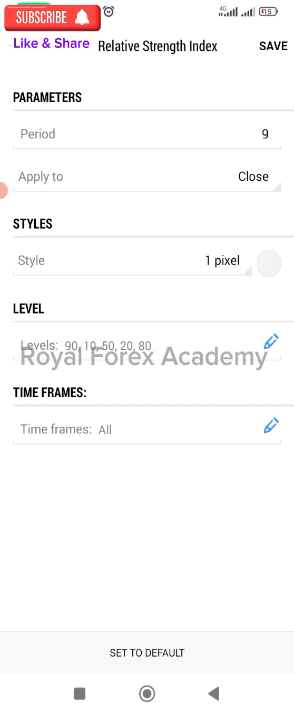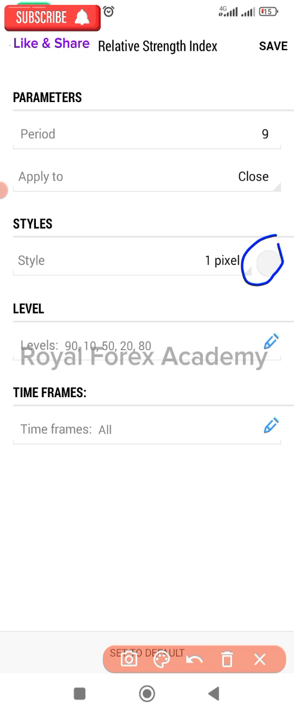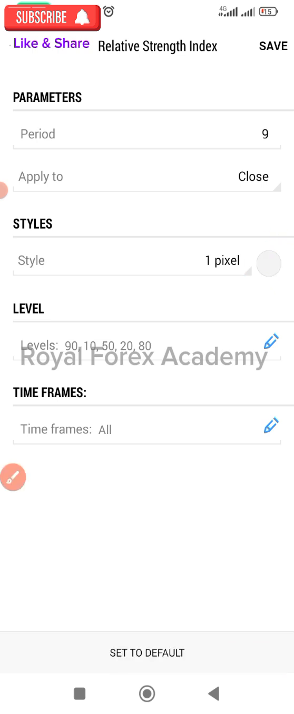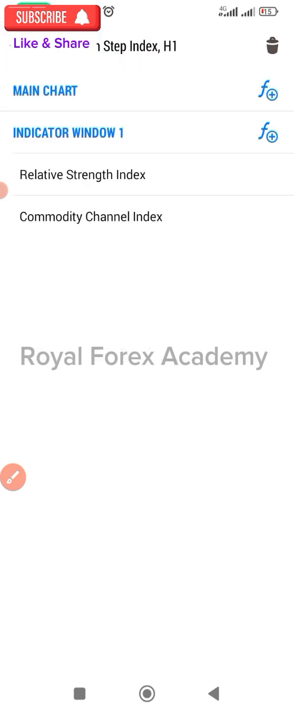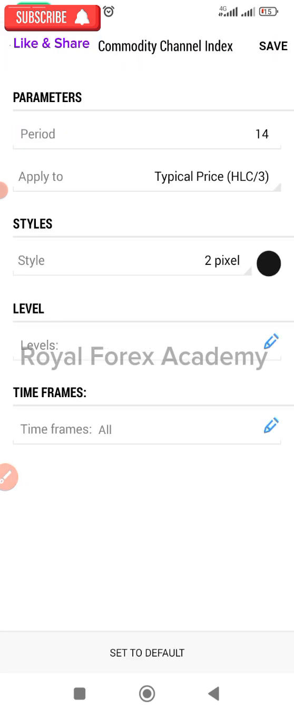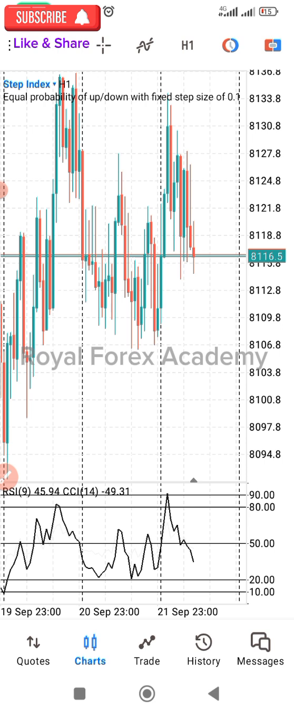Let this color be your background color. So if your background is white, you make it white just like mine. If it is black, you make it black. Then the second indicator is our commodity channel index. The period is 14, you apply to typical price, high, low, close 3, and your style is 2 pixel. My color is black, you can choose to use any color of your choice. And when you have done all of that, you should be looking exactly like mine.